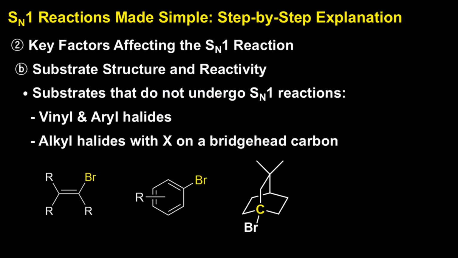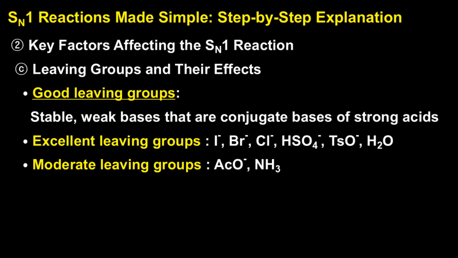But not all substrates are cut out for SN1. Let's look at some that just don't work. First up, vinyl and aryl halides. They'd have to form sp hybridized carbocations, and those are incredibly unstable. The positive charge can't be stabilized well, so the reaction doesn't happen. Then there are bridgehead halides, where the leaving group is stuck on a rigid bicyclic structure. To form a carbocation, the carbon needs to become planar, but in a bridgehead position, that geometry isn't possible. So again, no SN1.